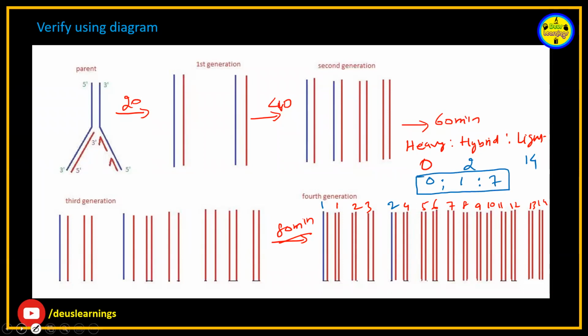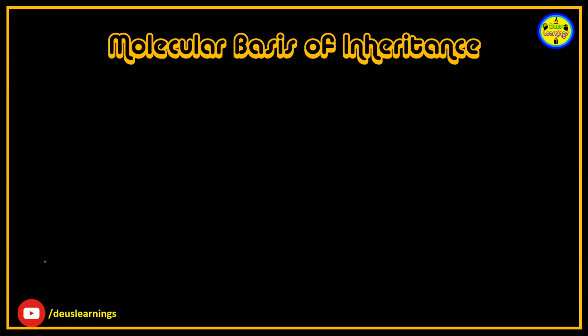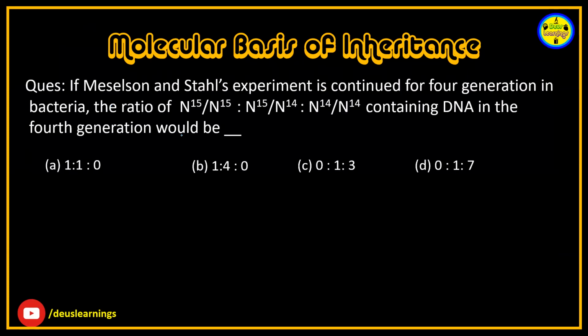Right? So let's see. Here in the question, you will find the option 0 is to 1 is to 7, which is the right answer. I hope you understand. Okay, if you still have any questions, feel free to ask me.